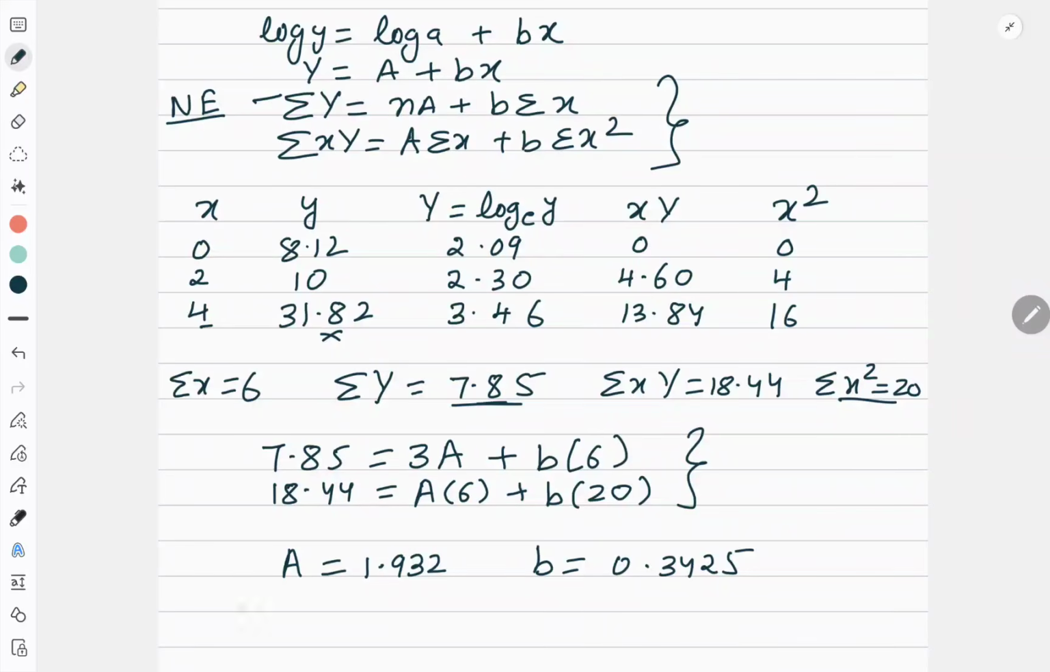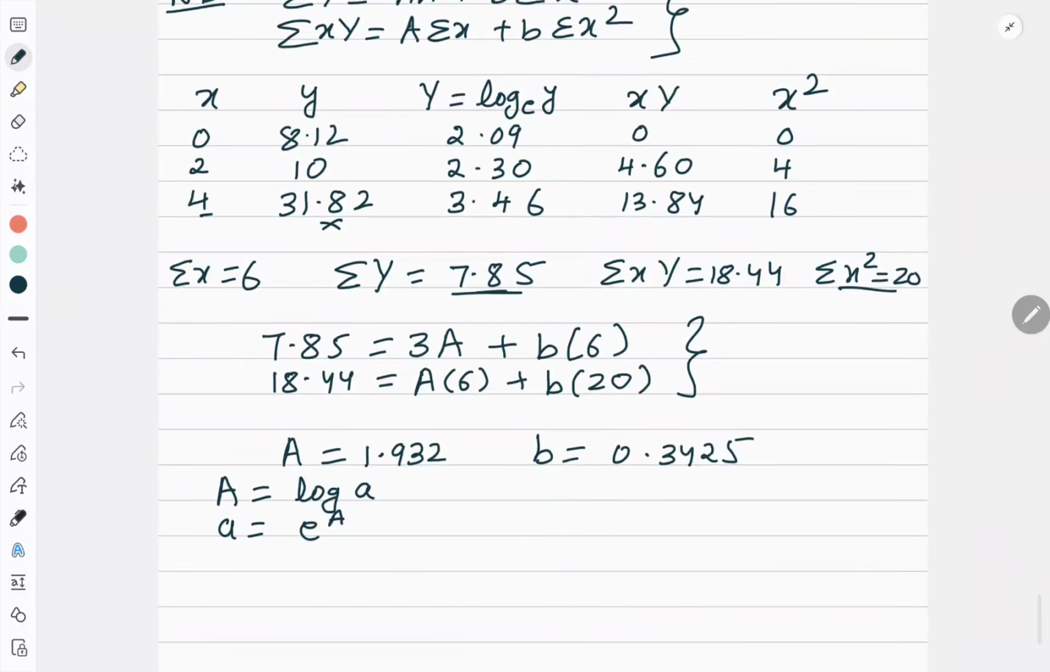And what is the relation? I know that capital A is equal to log of a. So what is a? a is equal to e to the power capital A. Okay, so what I'll do in the calculator is e to the power 1.932, which will give me the value of a, which is equal to, if you solve in the calculator, 6.903.